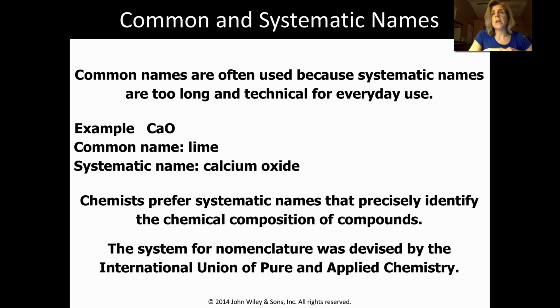Now, there is a group called the International Union of Pure and Applied Chemistry. They actually came up with a system for naming. And if there are any questions about how to name a compound, you can submit a name to them and they will decide whether or not that is considered acceptable by the scientific community.